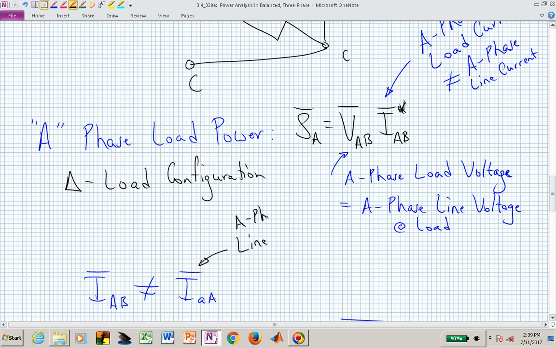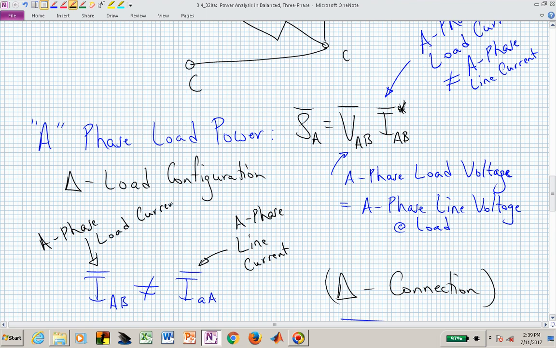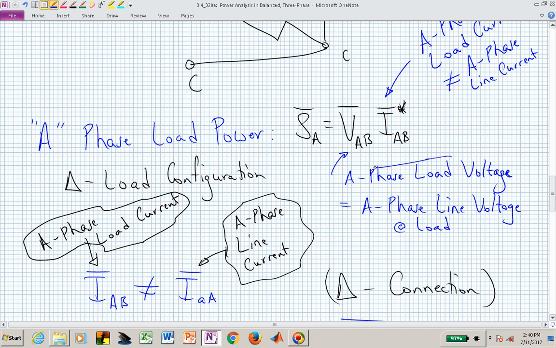A phase line current, because we're in a delta connection for our load, is not equal to the A phase load current. So the A phase load current in this delta connection is not the same as the A phase line current, contrast that with now the A phase load voltage is in fact equal to the A phase line voltage.